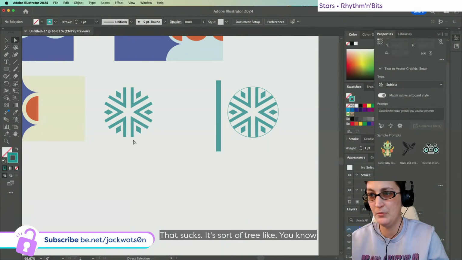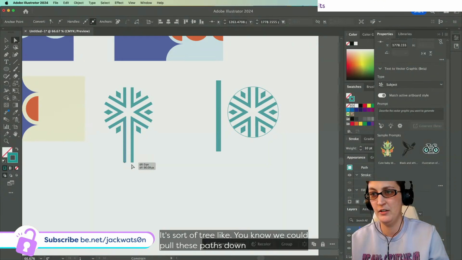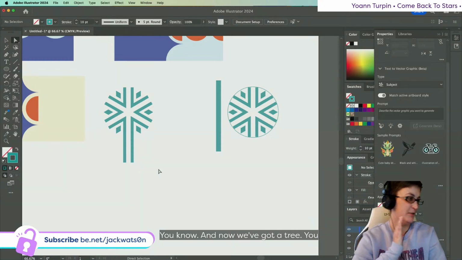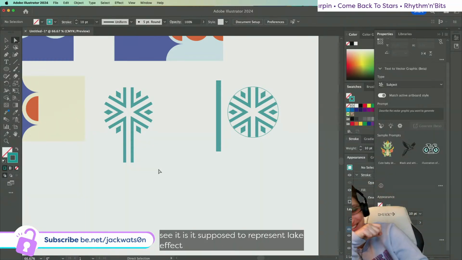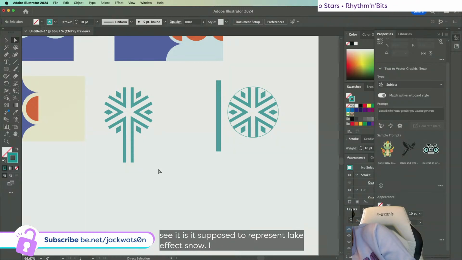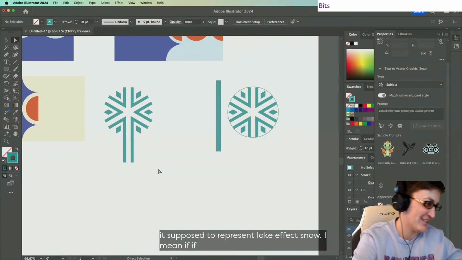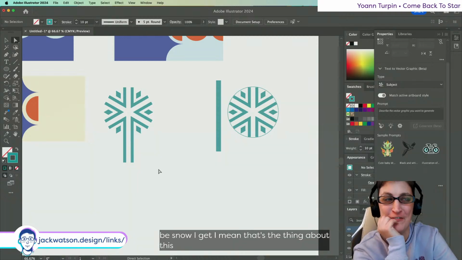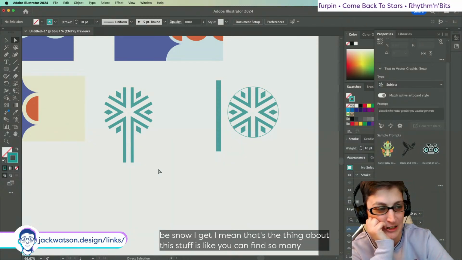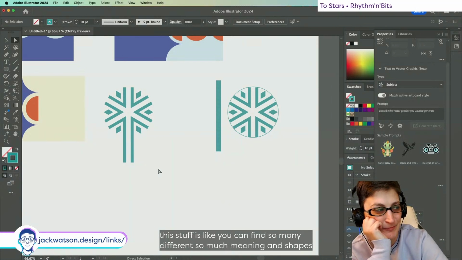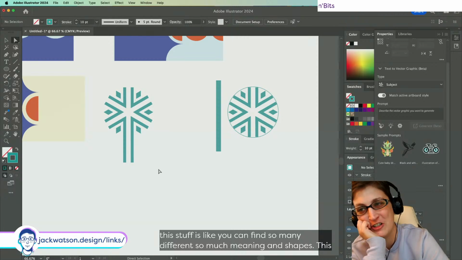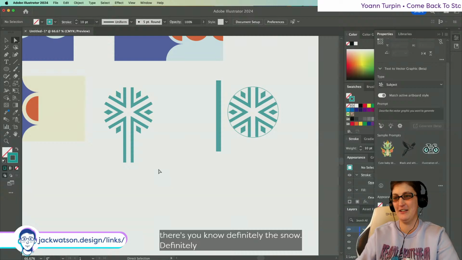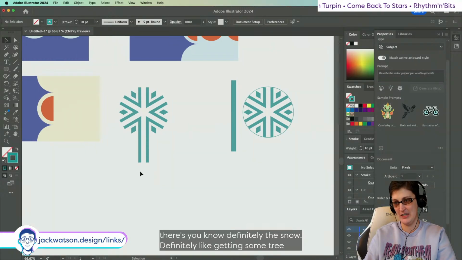You know, we could pull these paths down. And now we've got a tree. You can see it. Is this supposed to represent lake effect snow? I mean, if the shoe fits, I guess it could be snow. That's the thing about this stuff, you can find so much meaning in shapes. Definitely the snow, definitely getting some tree vibes.